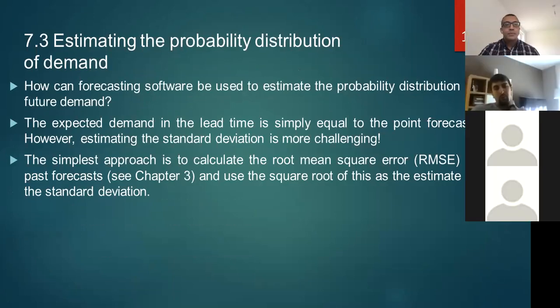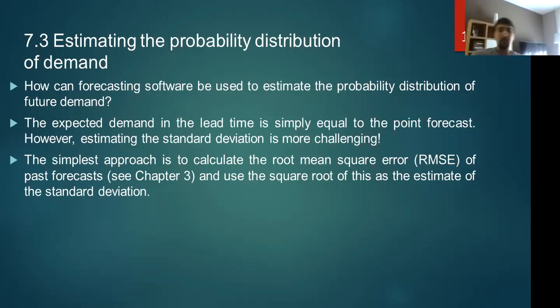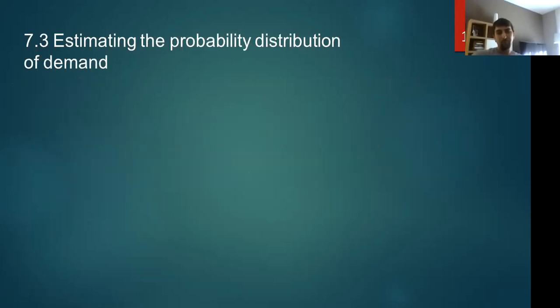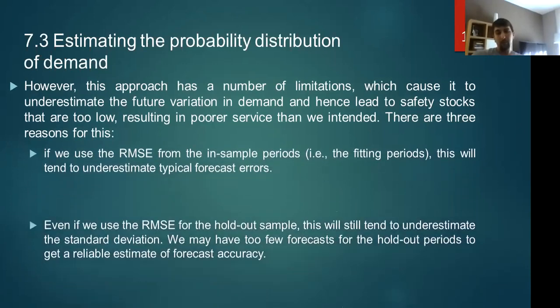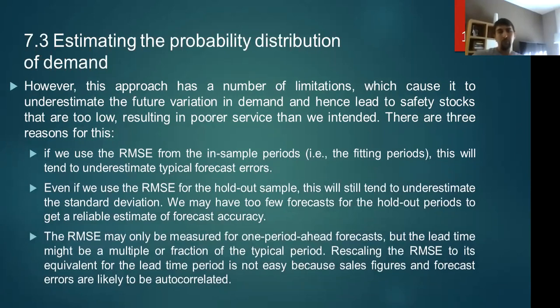The first approach, which a lot of software is using, and which, as the author of this book said, can significantly underestimate the standard deviation, is to calculate the root mean square error and use that as a measure of standard deviation. The author of this book highlighted three reasons why not to do this, but there are, I think, even more, but we'll keep it just to these.